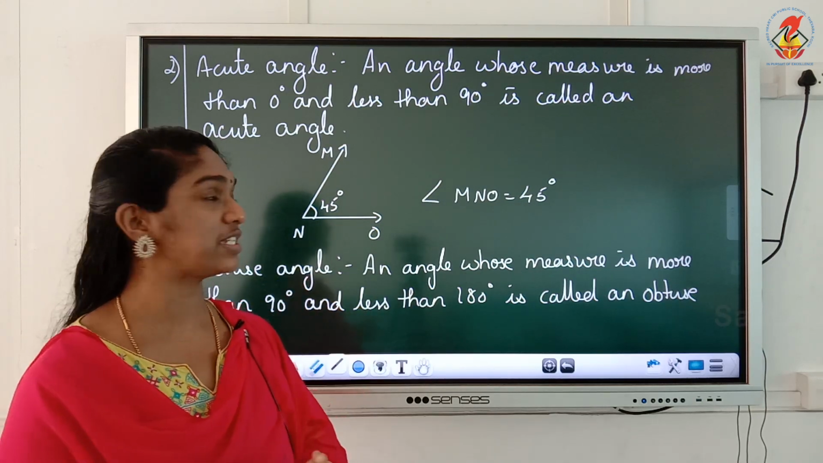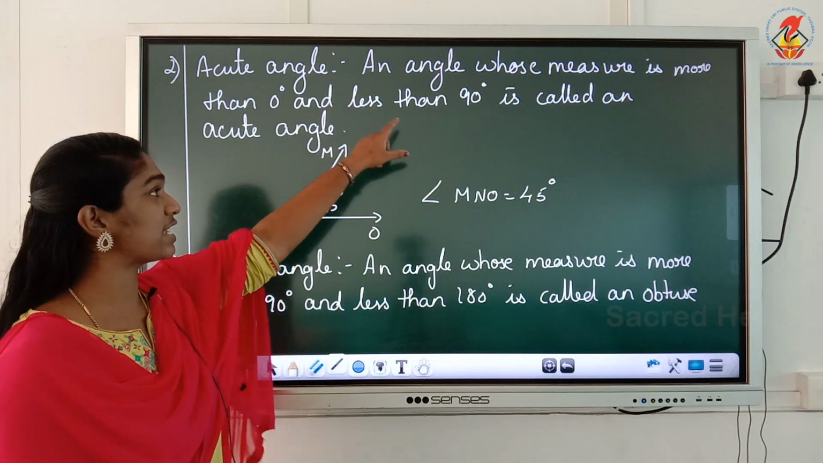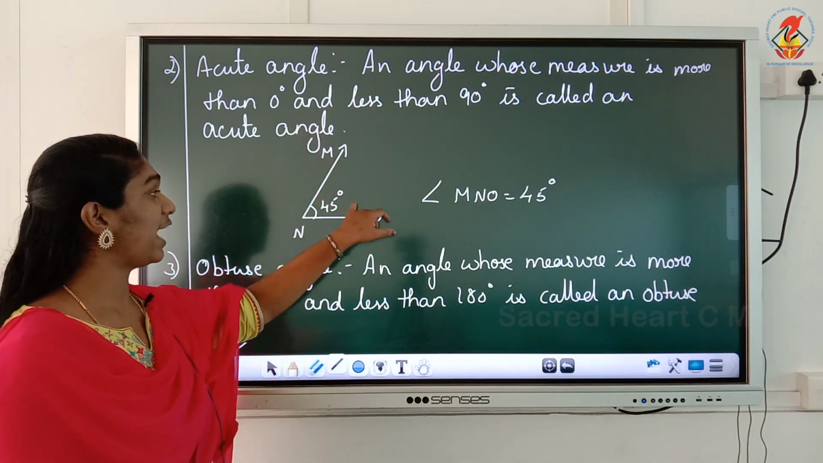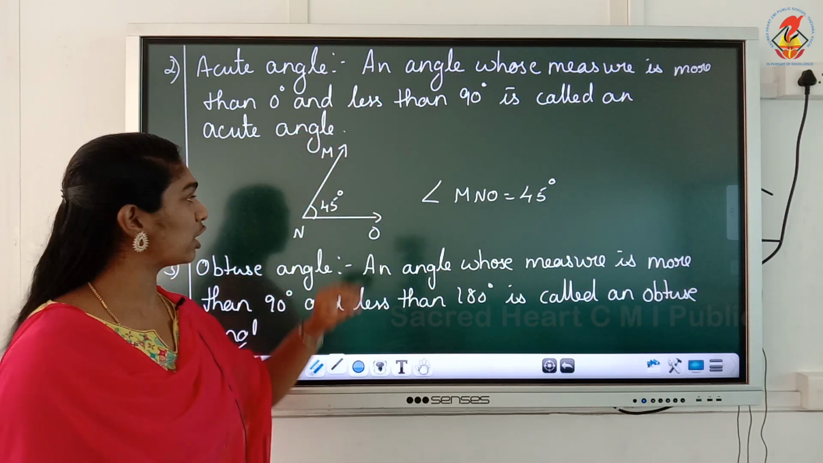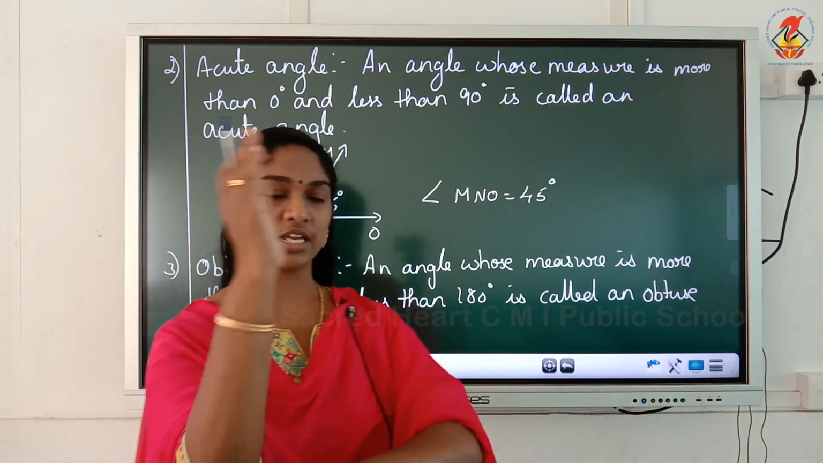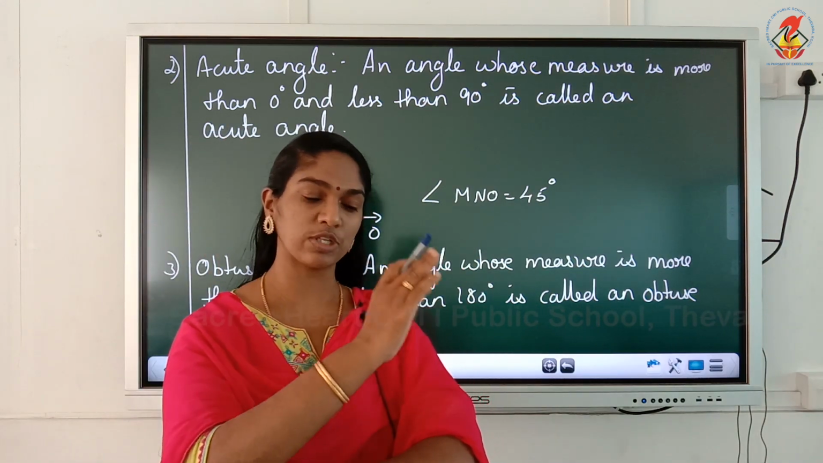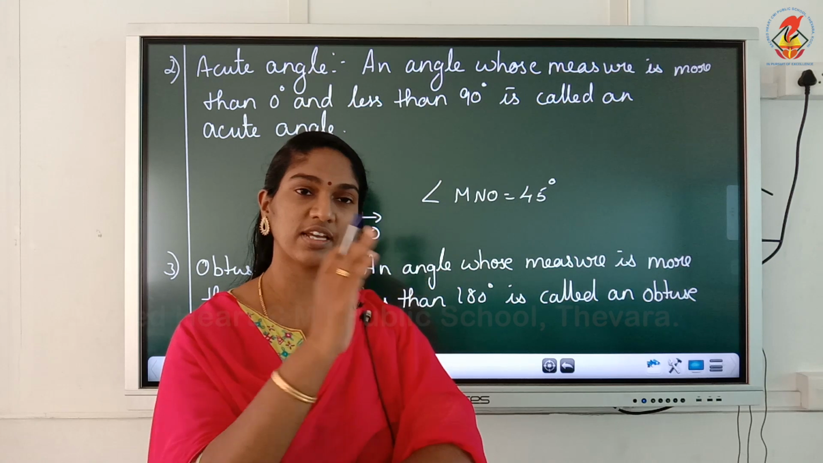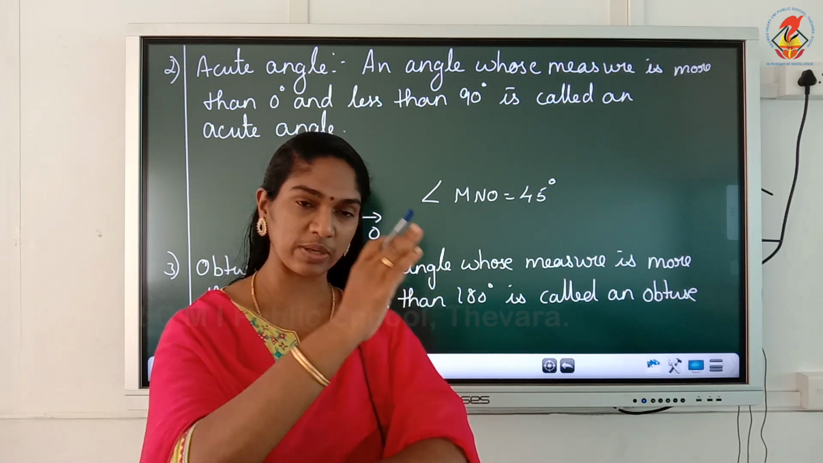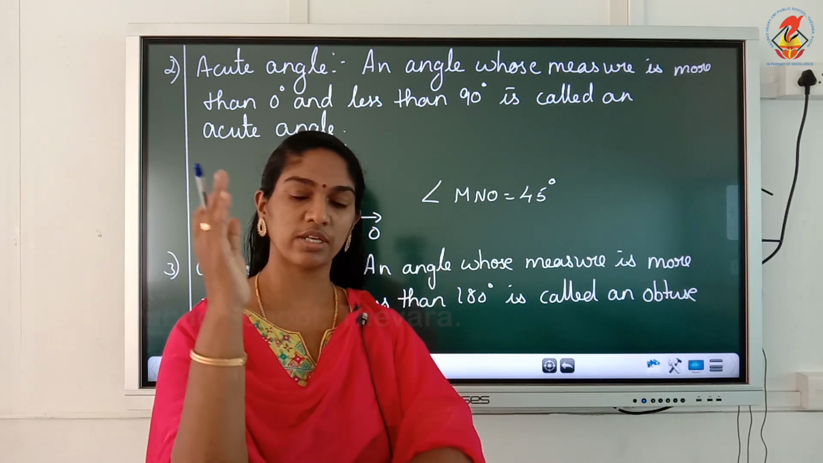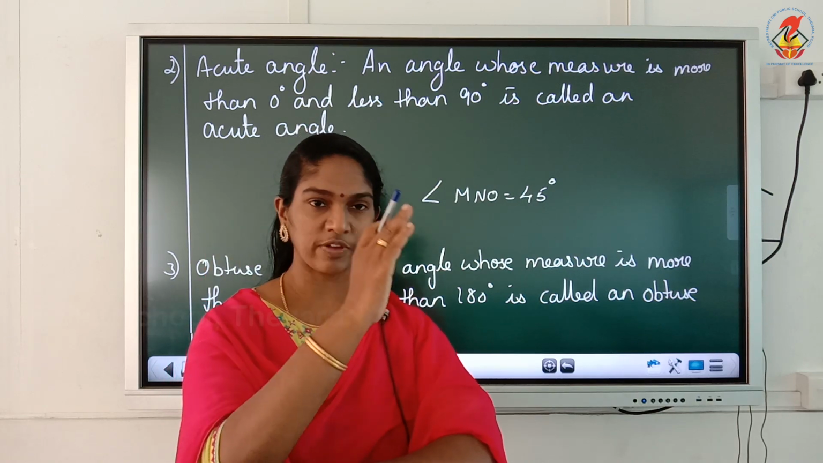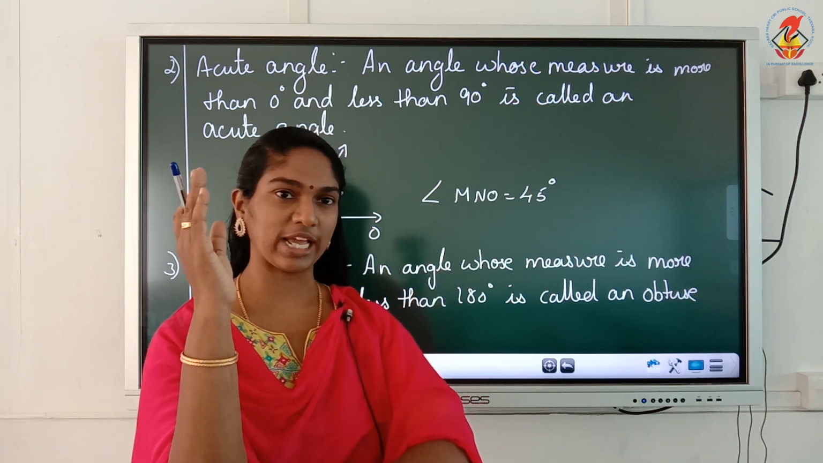1 degree to 89 degrees. More than 0 degrees and less than 90 degrees is called an acute angle. It will be small. The arms of the angle will be like this. The distance between them will be less. The mouth will be closed. This is a right angle. When it goes down, it becomes an acute angle.